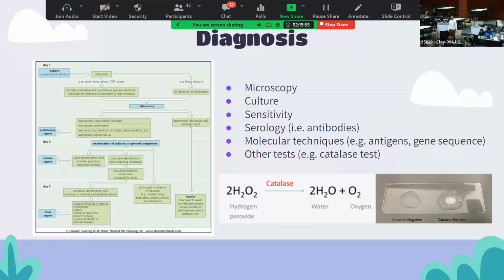Alrighty, diagnosis and control. That was the bulk of it, so now everything should be easy breezy. Diagnosis, commonly you'll hear MCS, microscopy, culture, sensitivity. Then you've also got other tests like serology, molecular techniques, as well as other specific tests like catalase tests. So the catalase test is on the bottom right. You can see you've got hydrogen peroxide, and catalase basically breaks that down into water and oxygen. And some bacteria will have catalase. So if there's bubbles, that basically indicates there is catalase present.